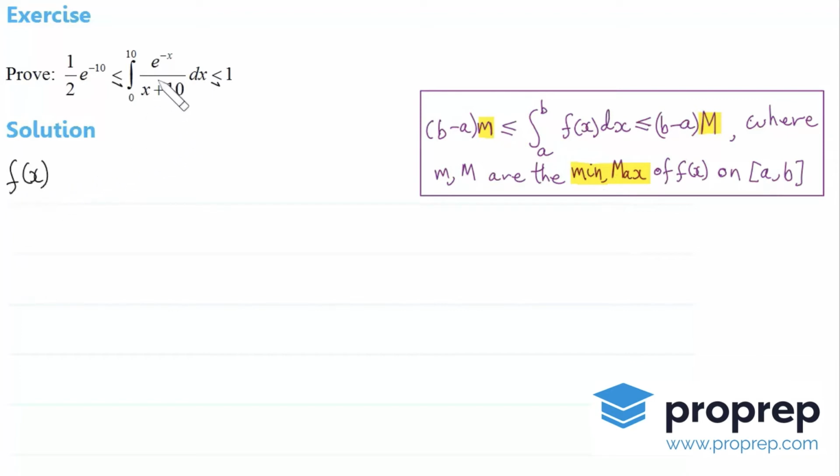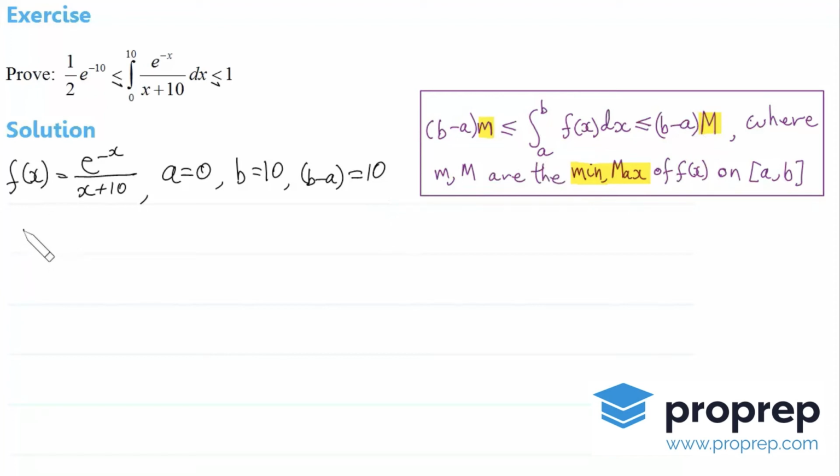The function of x that we have is e to the minus x over x plus 10. We have a lower limit a, which is 0, an upper limit b, which is 10, and we also might as well compute b minus a already. We'll need that. 10 minus 0 is 10. What remains is to find the minimum and the maximum, in other words, the extrema.